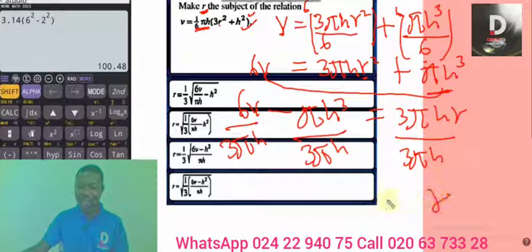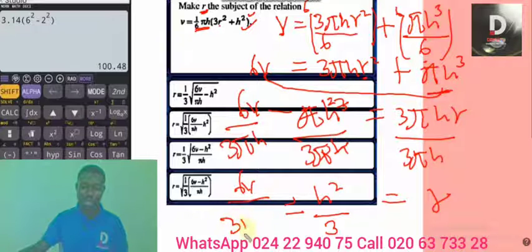So R squared stands alone, equal to. The h to the power 1 will cancel h here, remaining the h squared, 2 of them. Pi cancels pi. So we end up getting what here? h to the power 2 over 3 equal to, no cancellation here. So we get 6V over 3 pi h. This is what we got. This is like 1/3. This is 1/3.